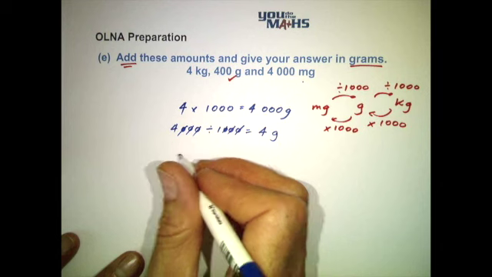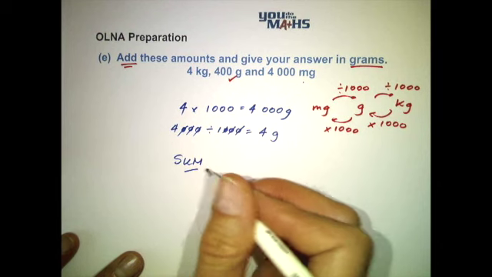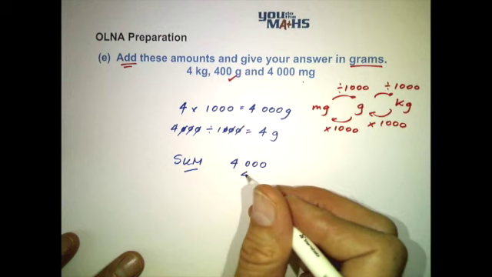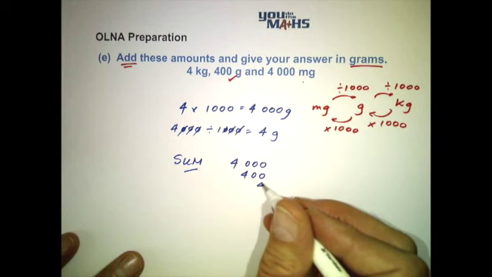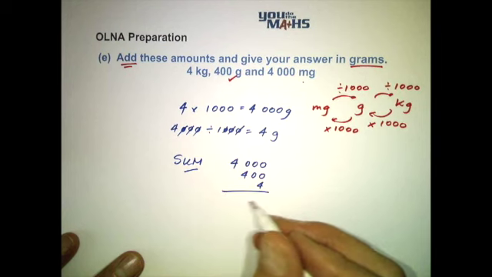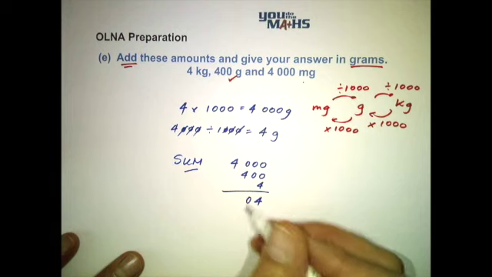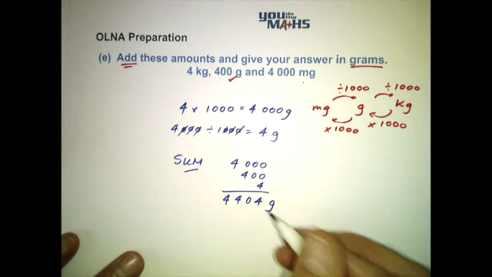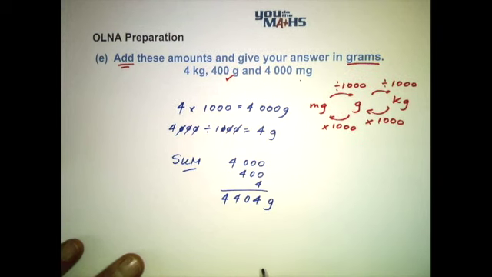So now what we'll do is we'll add up those amounts. We've got 4 kilograms, which is 4,000 grams, 400 grams, and 4 grams for the smallest amount, which was originally milligrams. And if we add those up, just doing a normal sum, we get 4,404 grams.